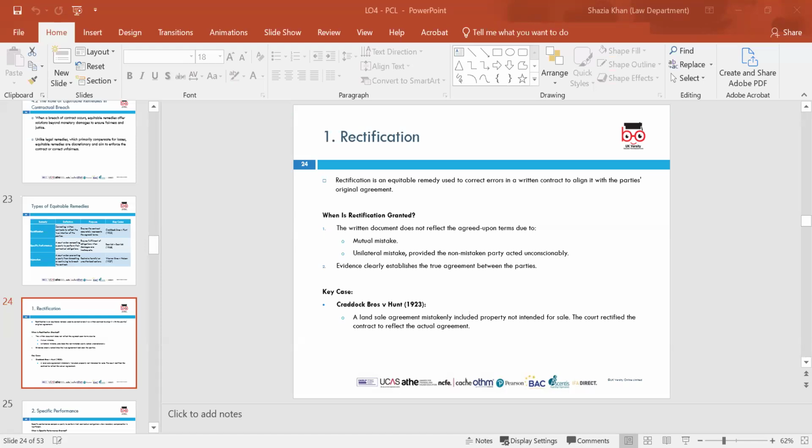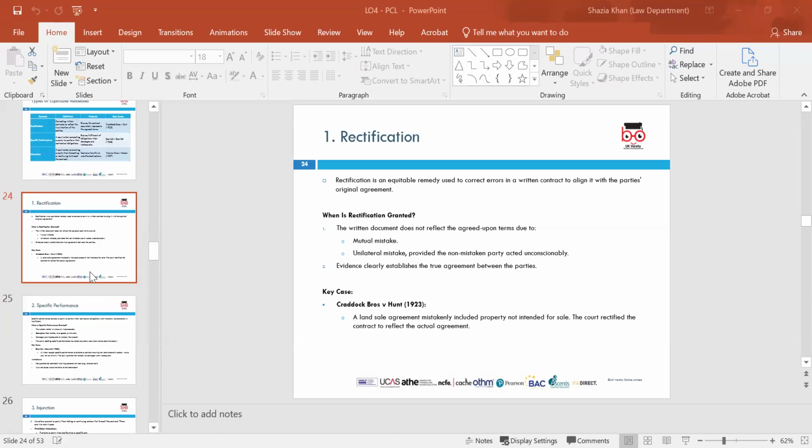The burden of proof is on the party seeking rectification, who must be able to produce convincing proof that the agreement does not reflect the intentions of the parties, and that the agreement as rectified will reflect those intentions. So the burden of proof is on the party.